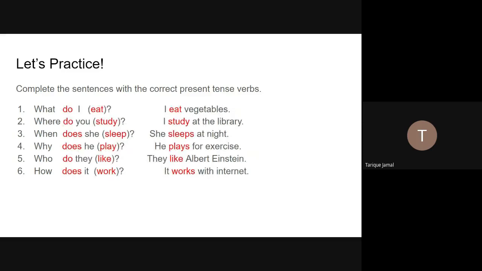Alright guys, let's check your answers here. Okay, so what do I eat? I eat vegetables, right? Where do you study? I study at the library. When does she sleep, right? Does, then the base verb as it is, right? She sleeps at night. Why does he play? He plays for exercise. Who do they like? They like Albert Einstein. How does it work? It works with internet, right? Remember, when you answer with he, she, it, we just add s, right? So it works with internet.